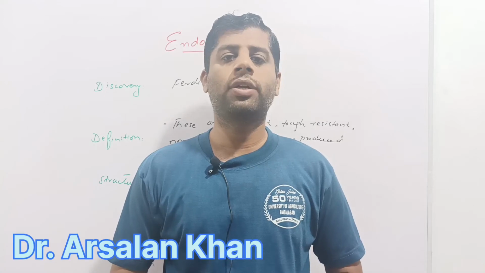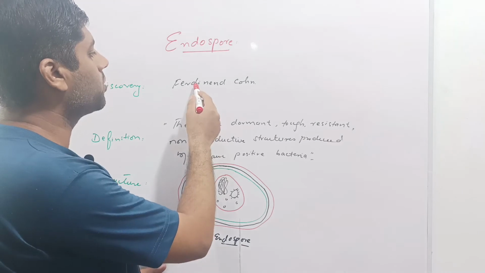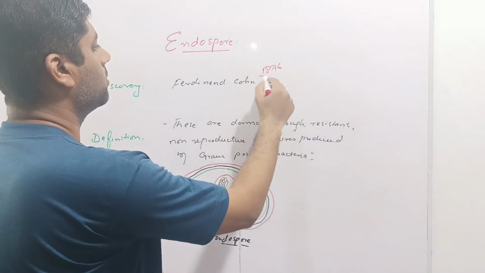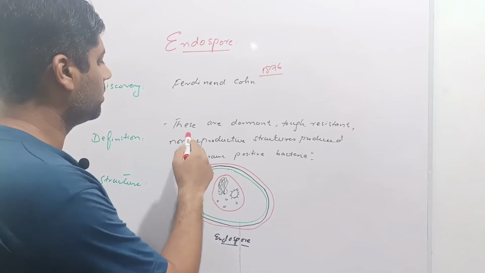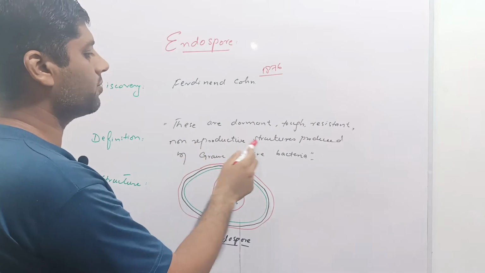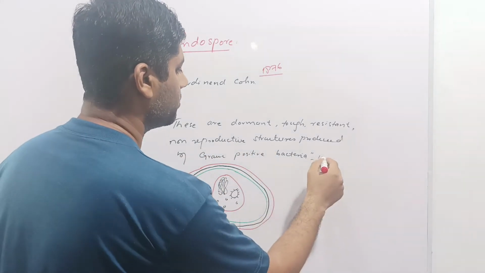Hi, I am Dr. Arsalan and today we are going to study the endospores in bacteria. These bacterial endospores were discovered by Ferdinand Kohn in 1876. The endospores may be defined as dormant, tough, resistant, non-reproductive structures produced by the gram-positive bacteria in harsh conditions.